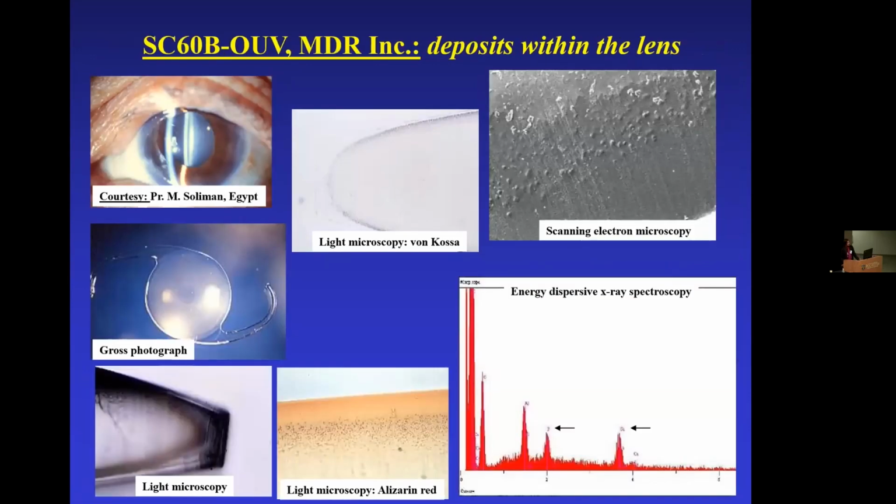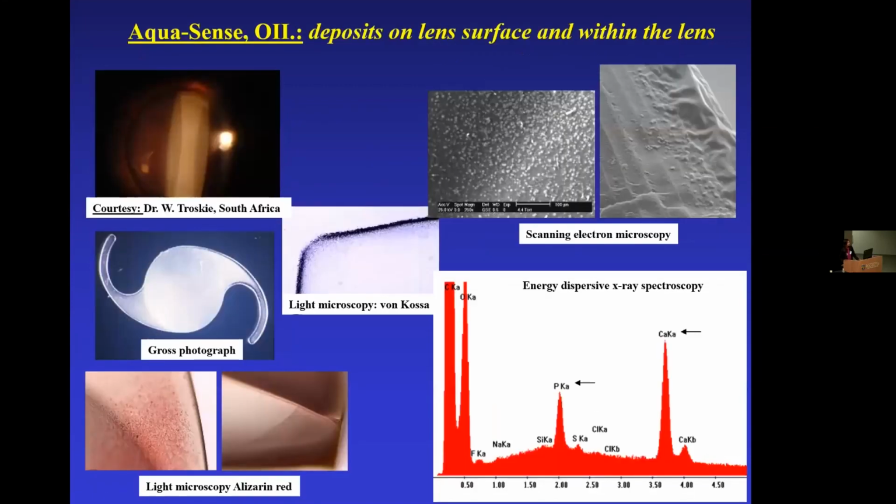But with the SC60BOV lens, things were very different. Actually, the calcification was observed within the substance of the lens, as you can see here, and also in the section of the lens, and here with the alizarin red. And here, basically, you can see the surface of the lens. So it's like the patient had a cataract, a nuclear cataract again. And here you can see the confirmation with calcium and phosphorus as components of the calcified deposits.